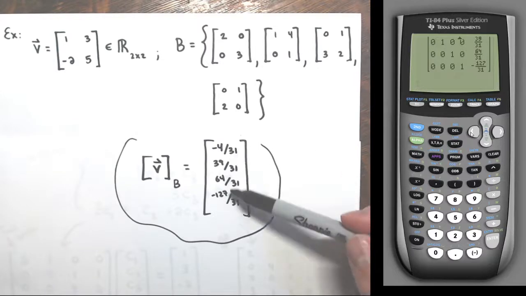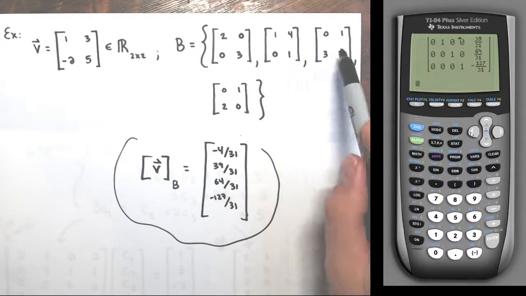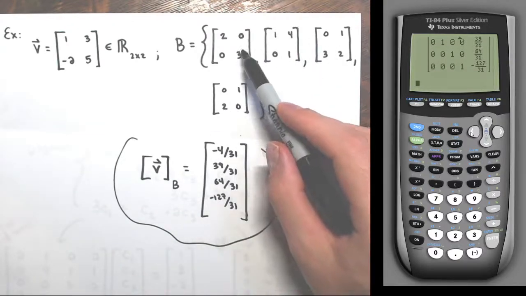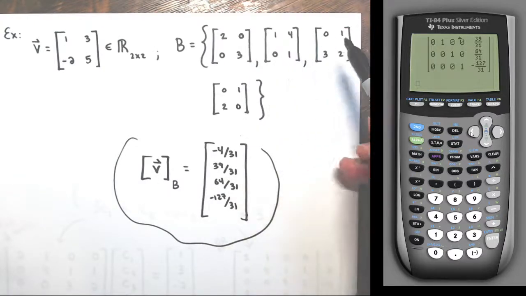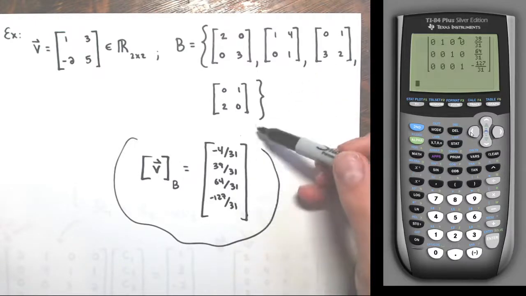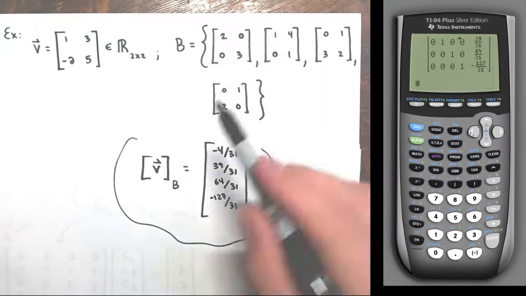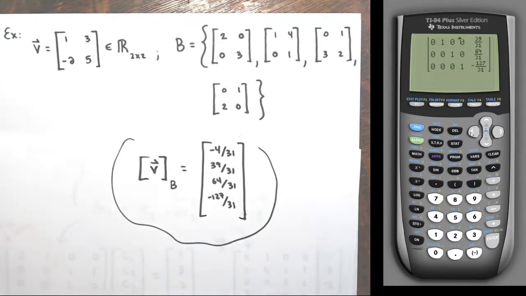But all this means is that if I look at the vectors in basis B, these four matrices here, multiply the first one by negative 4/31sts, multiply the second one by 39/31sts, multiply the third one by 64/31sts, and multiply the last one by negative 127/31sts, and add all those up, I should create vector V. I should make this matrix here. And again, you can double check that if you wish. I am not going to in this video.